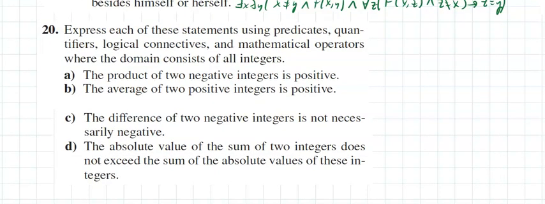Same deal. Express each of these statements using predicates, quantifiers, logical connectives, and mathematical operations, where the domain consists of only integers. A, the product of two negative integers is positive. If you choose any two integers, let the first one be negative and the second one be negative, then the product is always positive.